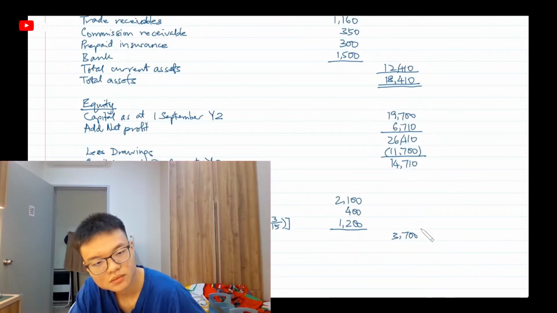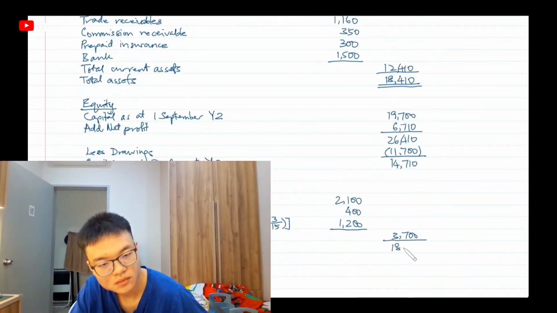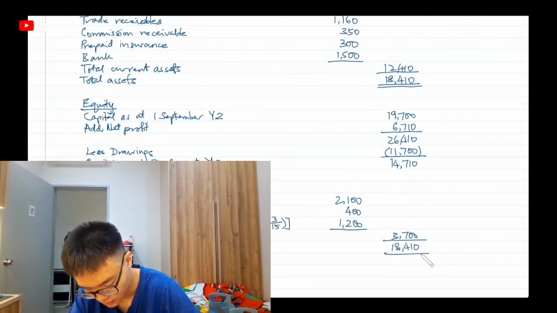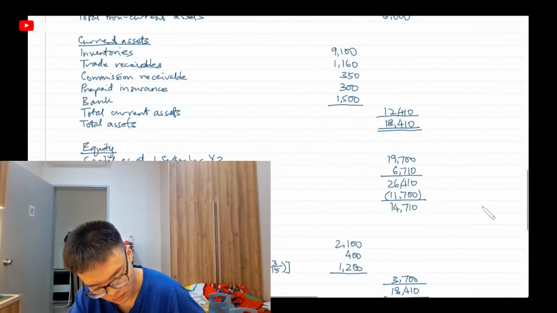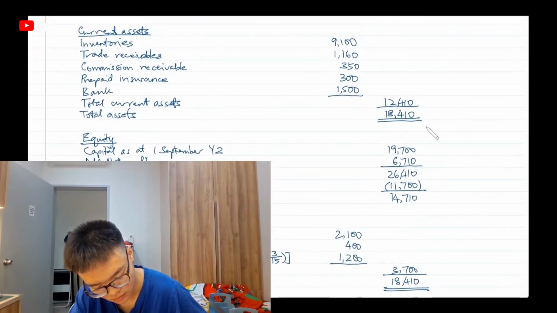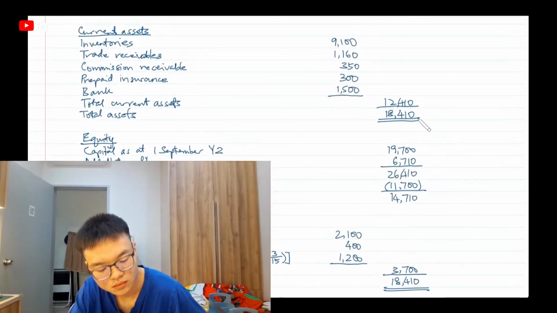Okay, that's all the liabilities we have. Add the total liabilities to equity and we get 18,410 ringgit. Please remember to label this figure as total liabilities and equity. Now check that your total liabilities and equity is equal to your total assets. They must be the same.